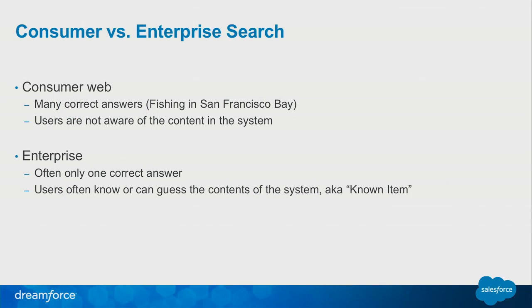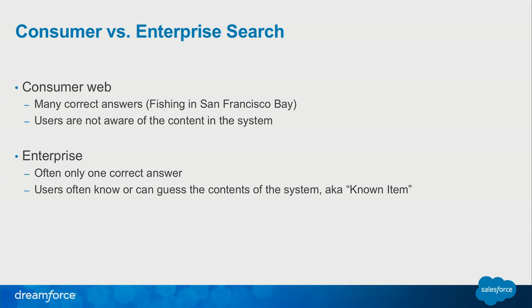So I just wanted to point out there's a little bit of a difference here between what we think of as consumer search versus enterprise-y types of searches that people do, and what we see in research and observing users. In the consumer space, there can be many correct answers to a given query. If I want to look up fishing in San Francisco Bay, there's a ton of websites that tell me about fishing, right? And all of them are valid and all of them are good. Users are often not aware of all the content of the system because it's the web, it's gigantic, and so you're in a more exploratory space often.